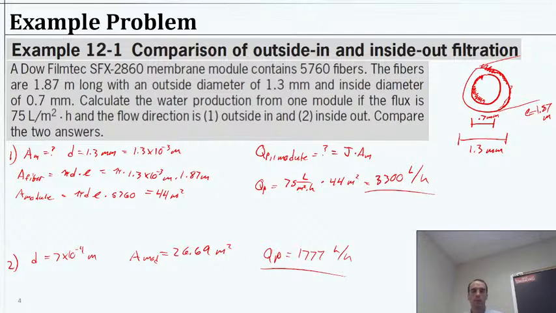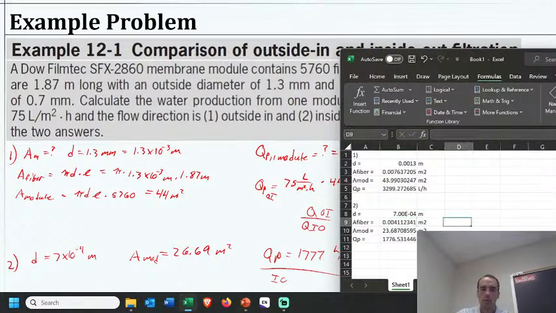And I guess the simplest way to do that would be to say, if this is outside in, OI, and this is inside out, IO, we could just say OI over IO, just to compare how much more is one compared to the other. Would be a simple way to compare them. So we'll just say the 3,300 divided by the 1777. So one is 1.87 times more than the other.